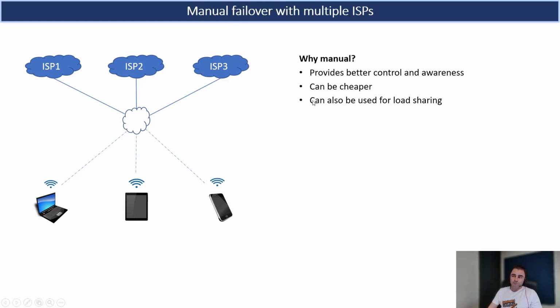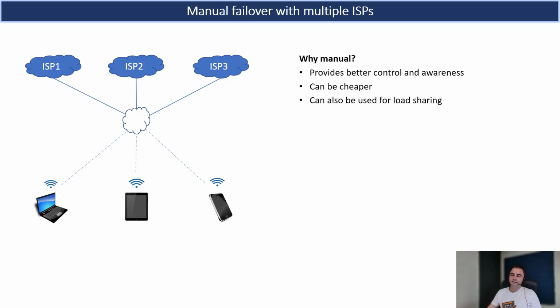The second point here is that it can be cheaper, and what does this mean? In my particular situation, ISP2 is a mobile data router, and my contract is per megabyte, so I'm paying for each megabyte, and the more I use it, the more I pay. So I prefer to use it really only for emergency or backup situations.